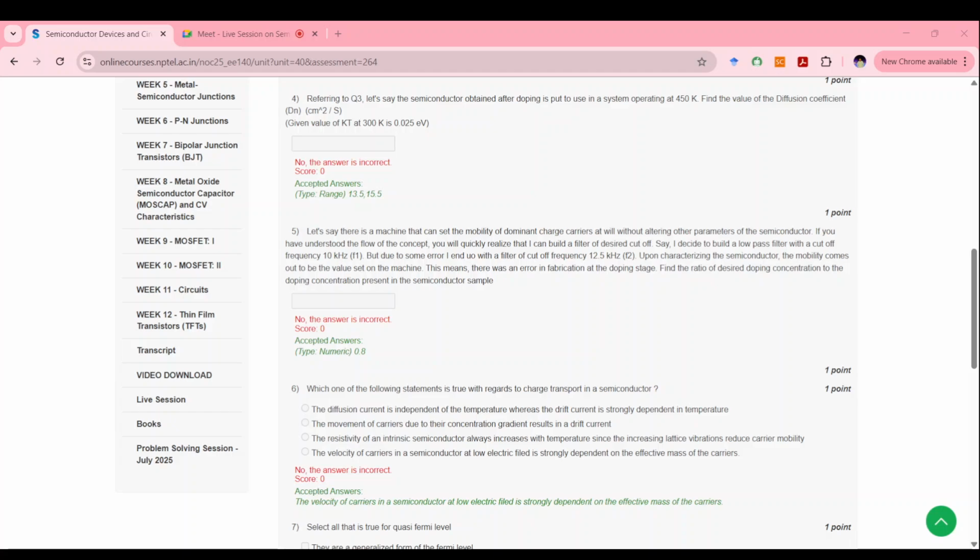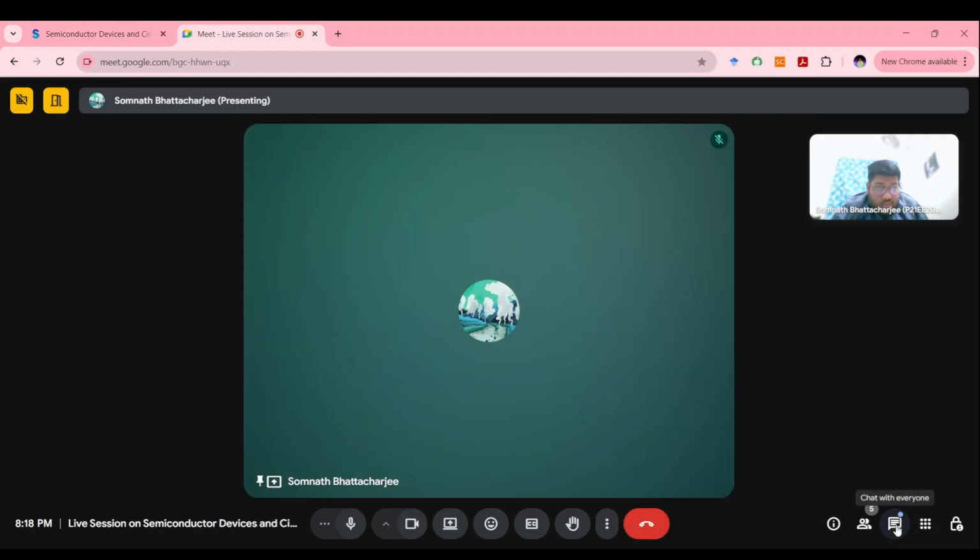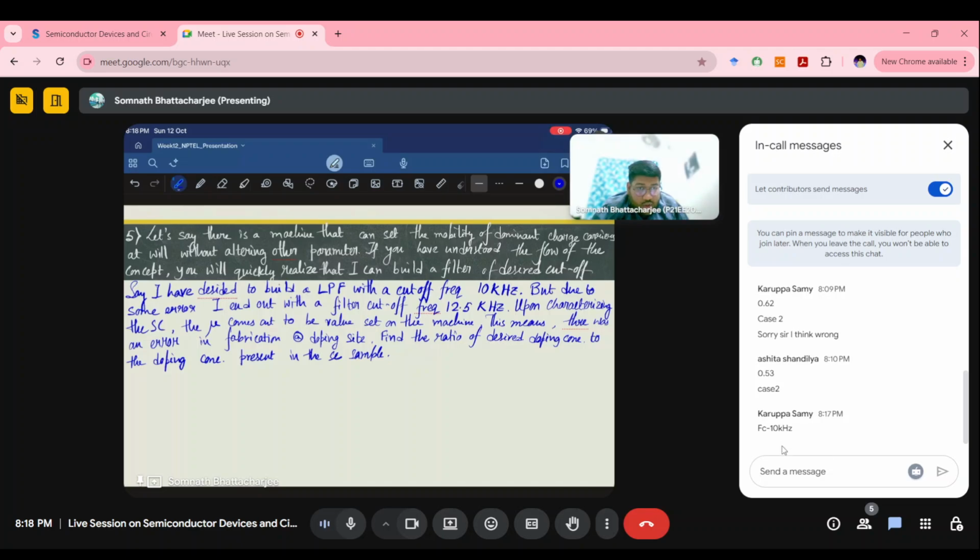Yeah, what was the question? I don't know. So the estimated cutoff frequency was 10 kilohertz, but we have got 12.5 kilohertz. Now we need to find out the ratio of doping concentration in these two devices. So just one of you can explain the question. I guess I'll give the answer directly, but just explain the question if you have got it or not.